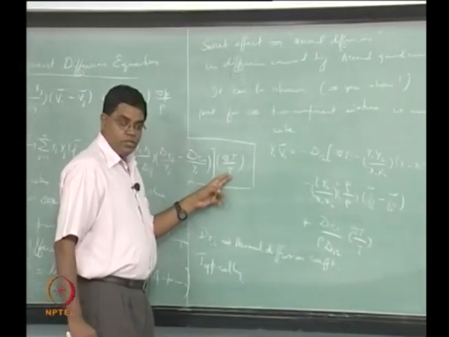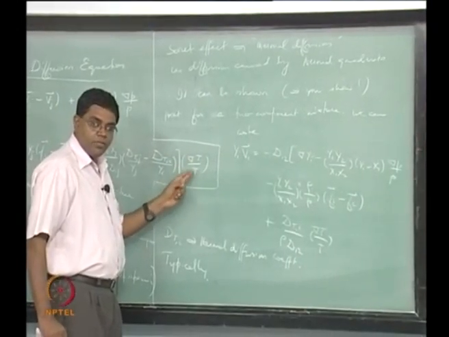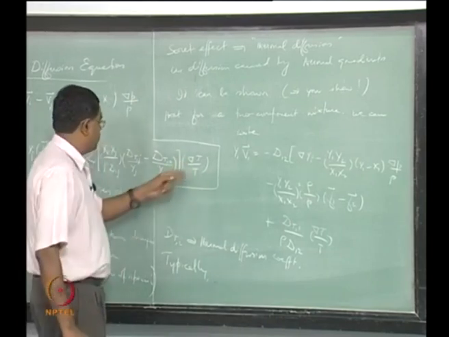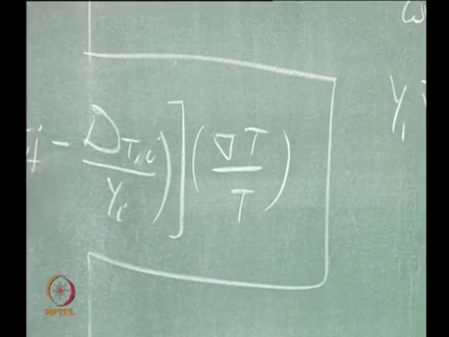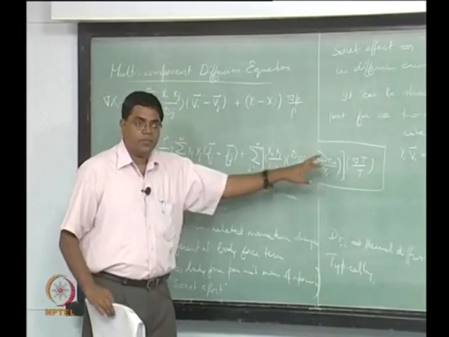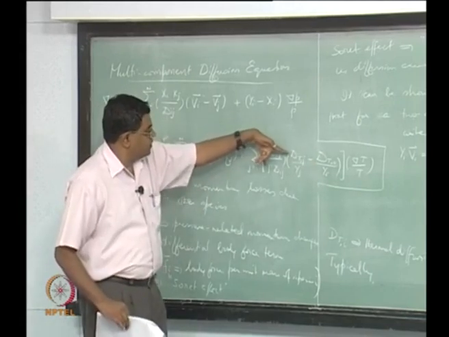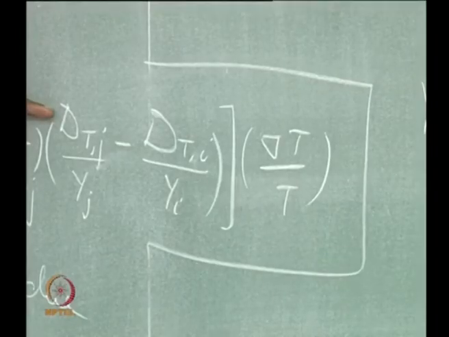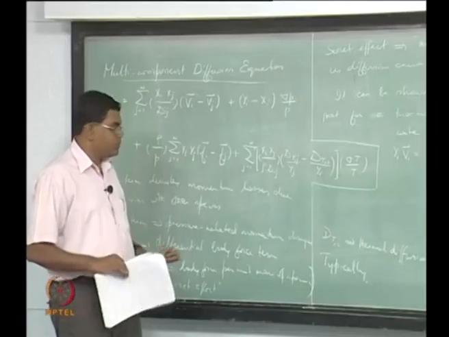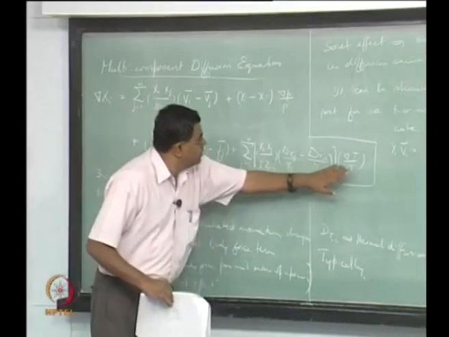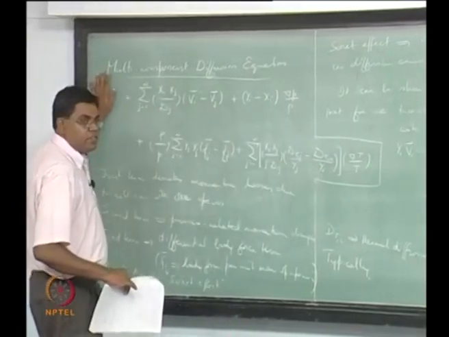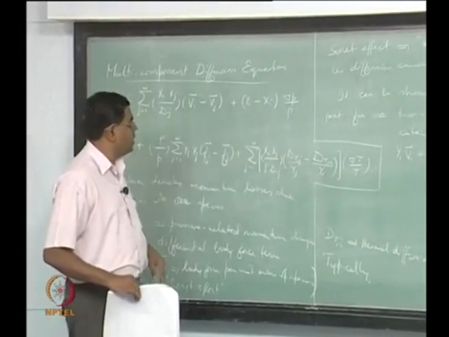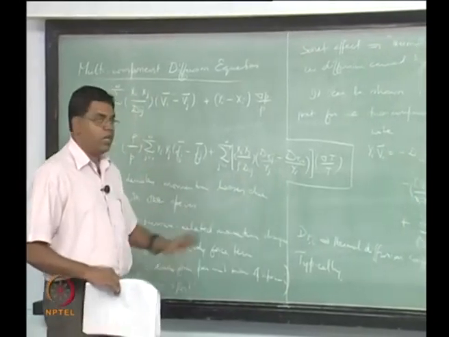Gradient T over T also has the same units, because the T units get cancelled and you have only the gradient of something non-dimensional. Of course, X and Y don't have any units. So what matters is that dTi or dTj divided by rho Dij should be dimensionless. This has the same units as this, which means everything else should be dimensionless, and since X and Y don't have any dimensions, dTi over rho Dij is how we would typically compare things.